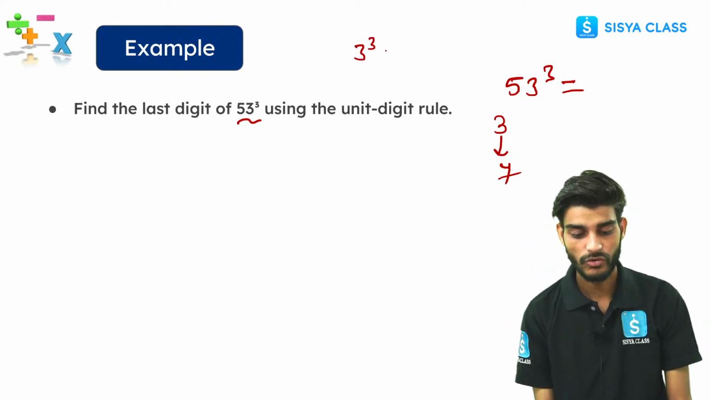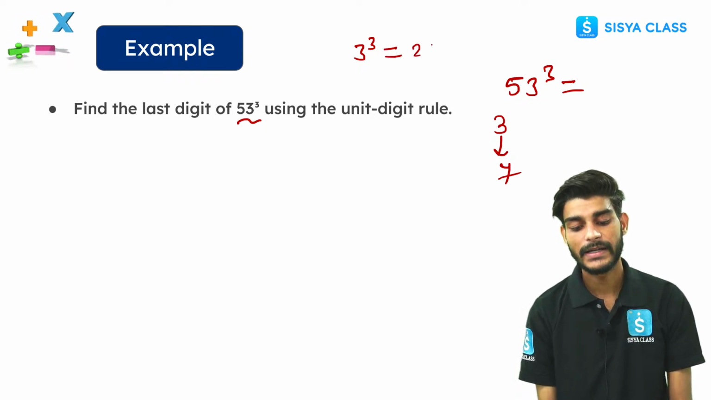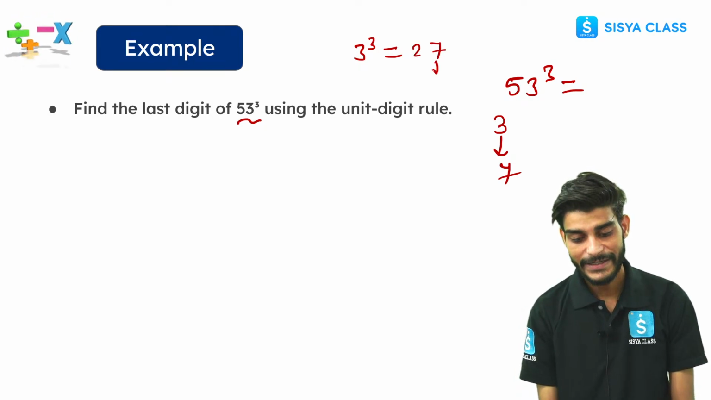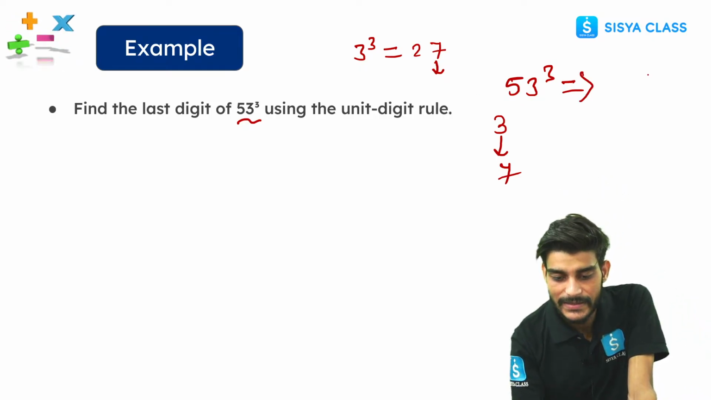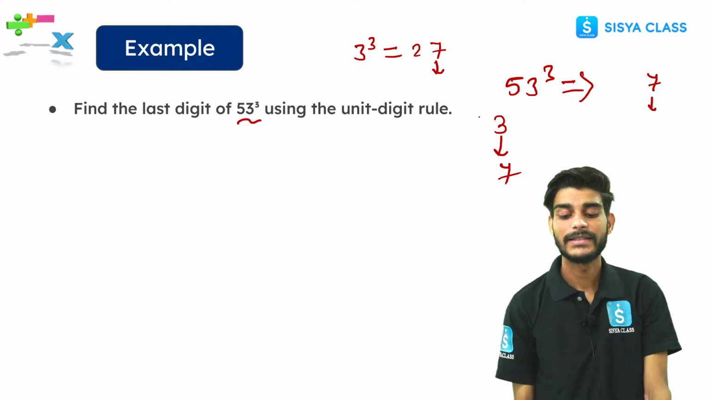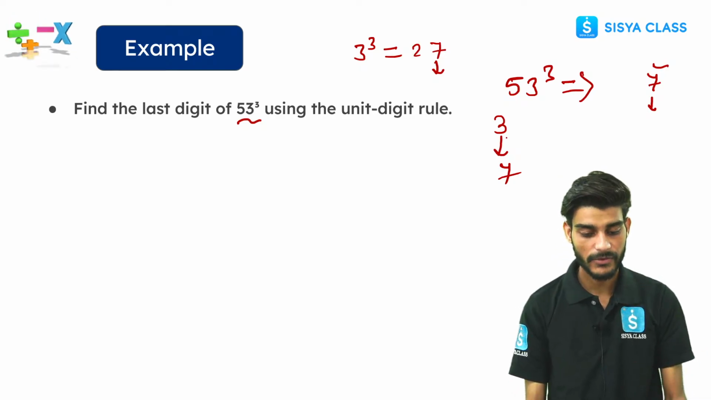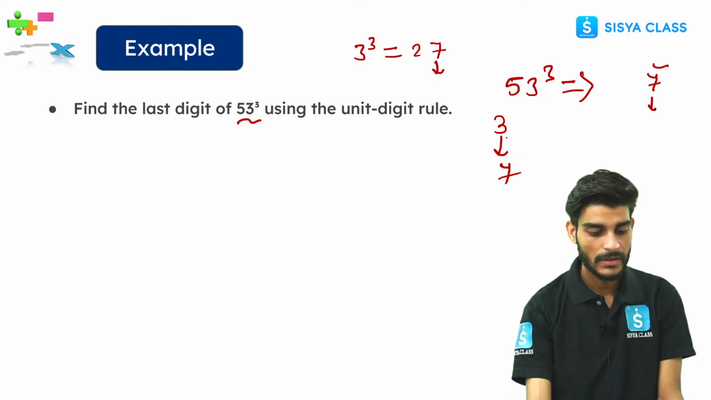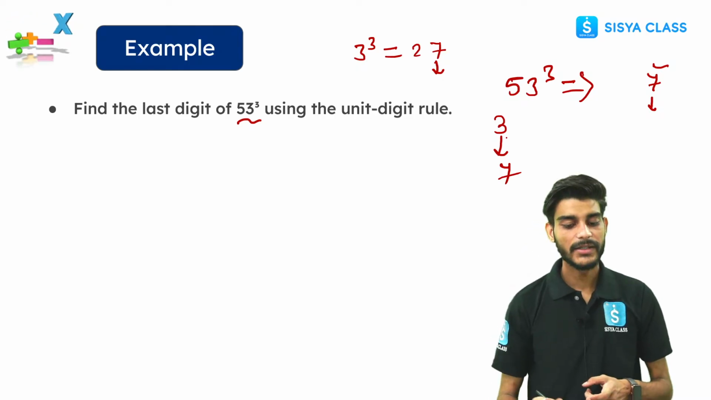Because what was the cube of 3? 3 3s are 9. 9 3s are 27. So 27 ends with 7. So 53 cube, its last digit will end with 7 only. Clear? So 3 maps to 7. You can verify from the chart. So this is question number 2. It was based on the tricks of finding the units digit rule.